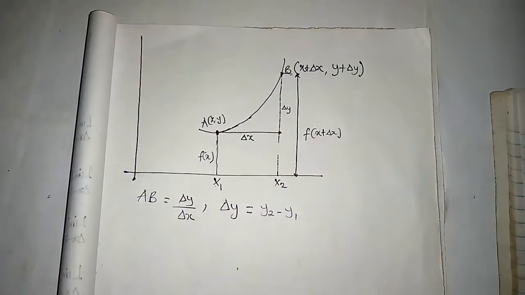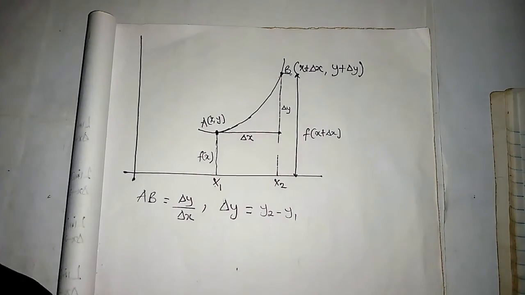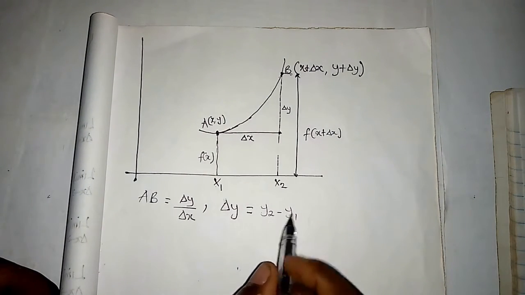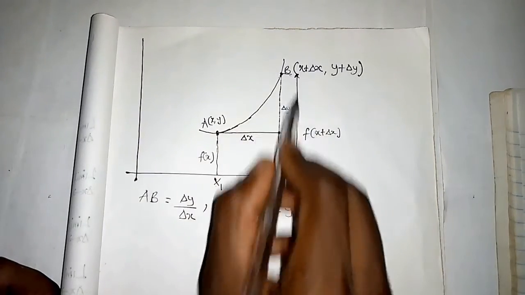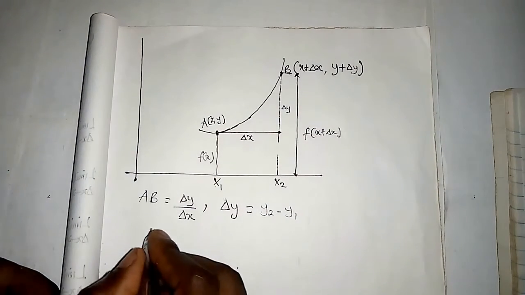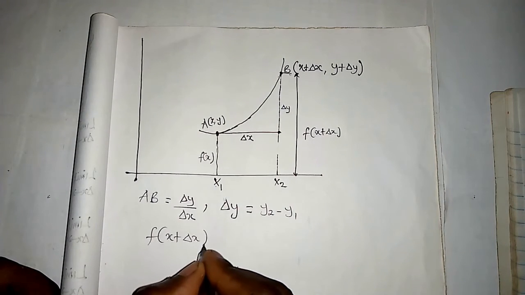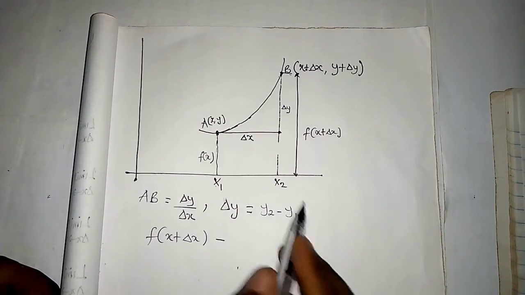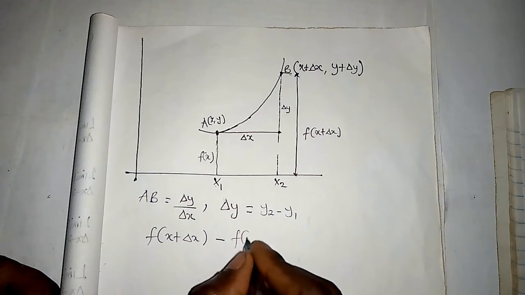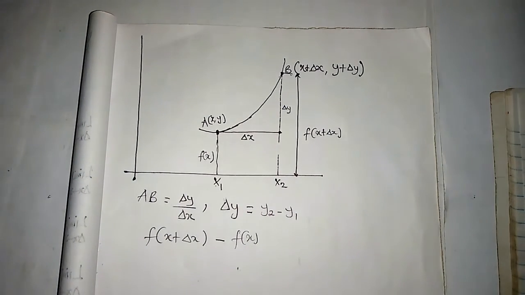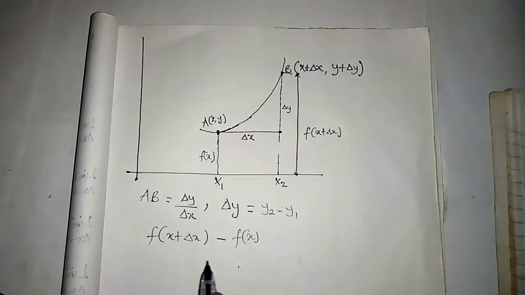Perfect. So let's move on and see what we can do. What is my y2 notation? My y2 notation is the whole of this, from this to this point, which is f of x plus change of x, minus what is our y1? Our y1 is f of x. So now we are done with our change of y. What is our change of x? Our change of x is just change of x. Very simple.